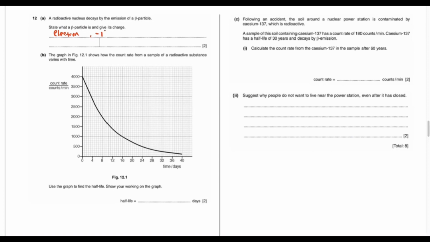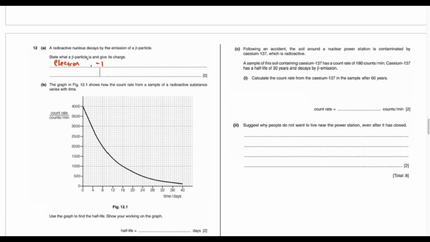So now we look at B. The graph in figure 12.1 shows how the count rate from a sample of a radioactive substance varies with time. You see the count rate keeps decreasing. How we make use of this graph is we have to find out the half-life from the graph. The initial count rate is 4,000. Then you just divide by 2, which is 2,000. So 2,000 is here, and you bring it to the graph, bring it down. Then you get 8 days. So here to here is 8 days. So 8 days is the half-life.